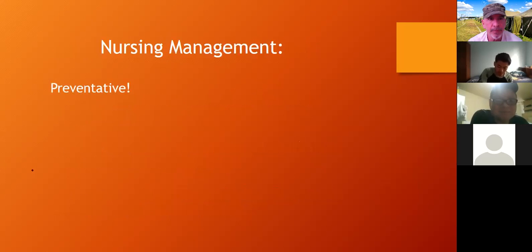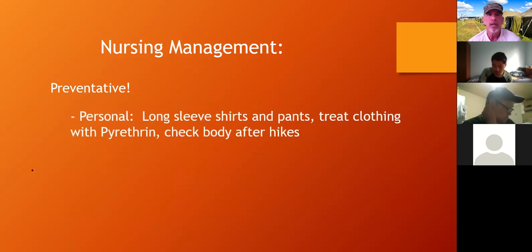Nursing management. Preventative measures are the most important thing, especially if you happen to be in community nursing rather than in hospital nursing. Personal protection: wear long sleeves and long pants when hiking through the forests and the jungles of the Pacific Northwest. It used to be limited just to the East Coast, but it has come out to the West Coast as well. You treat your clothing with a plant extract called pyrethrin. You don't want to use pyrethrin on your body, but you can treat your clothes with it.